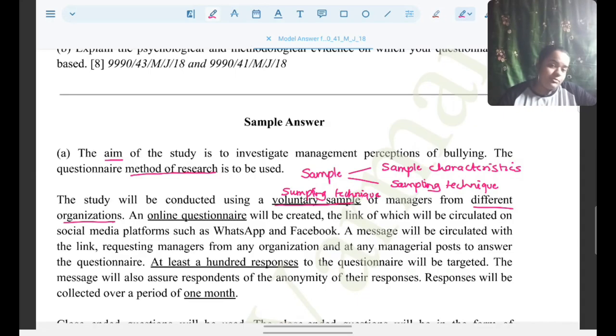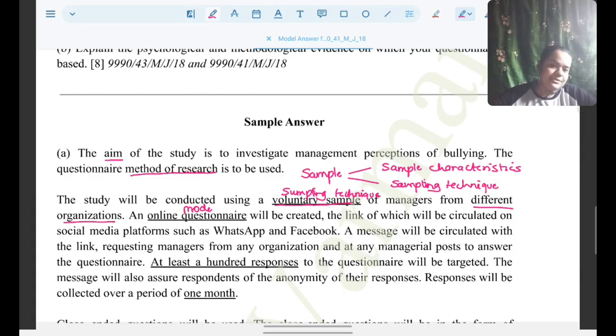Okay, next, very importantly, like I told you, my major focus is on the questionnaire itself. What type of questions are going to be, what is going to be the mode and the method of the questionnaire. So here I have mentioned the mode of the questionnaire. It's going to be an online questionnaire. So I mentioned that an online questionnaire will be created, link of which will be circulated on social media platforms.